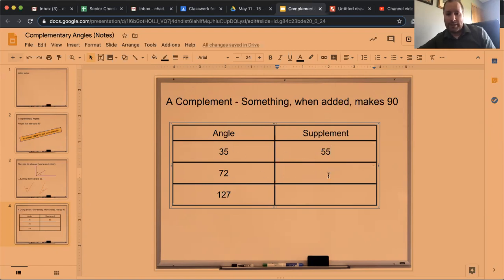Same thing here. I need something that makes that 90 degrees. That would have to be 18. Sometimes I was thinking in my head, man, I'll just put 8 and it'll make 80. Whoops, I got to make 90 degrees. Sometimes I forget about that and do those things wrong.